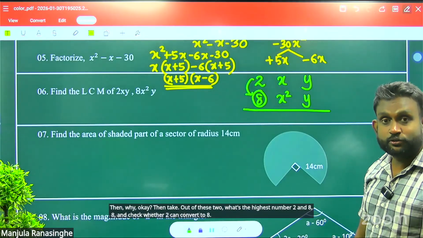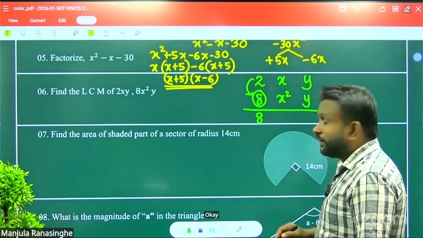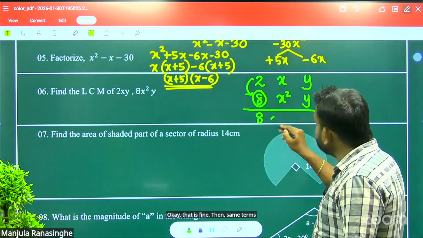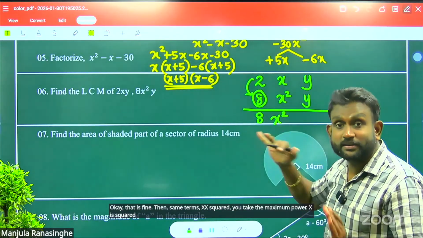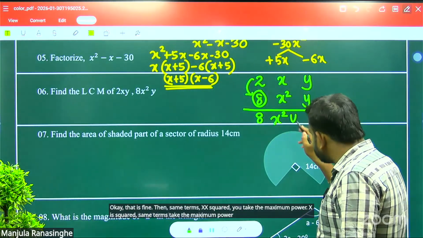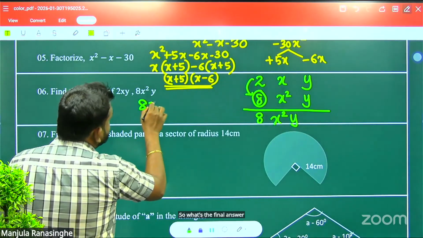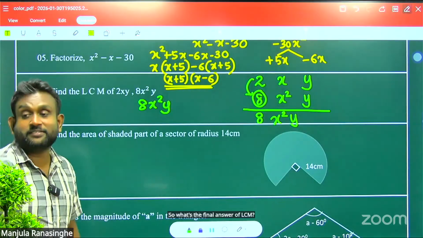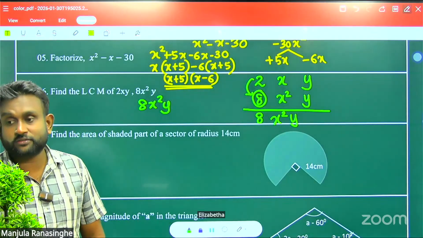Can 2 convert to 8? Yes, 2 into 4 is 8. That is fine. Then for the same terms, x squared, take the maximum power. For y, y is the maximum. So what's the final answer for the LCM? 8x squared y. That's the way.